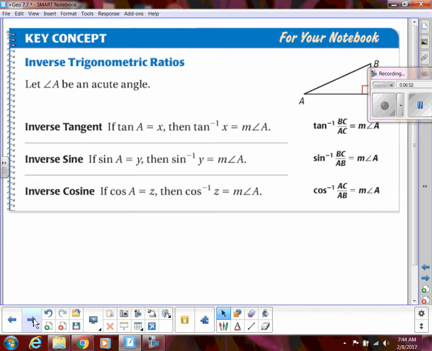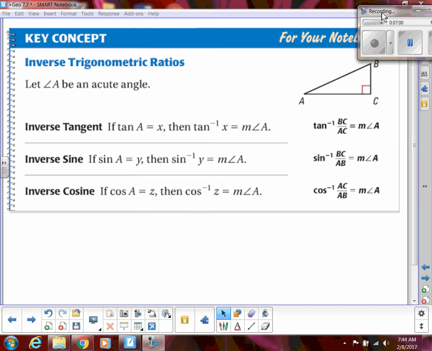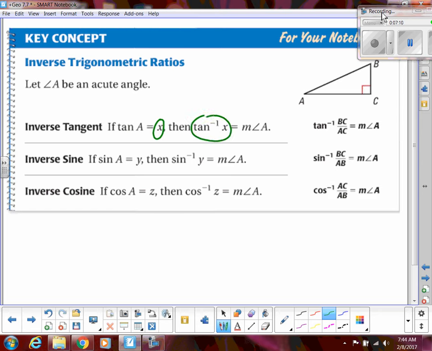So what we have is the idea of inverse trig ratios. This is just doing the opposite, right? It's undoing something. It's going backwards, just like we're trying to do in that word problem. So if I know that the tangent of A is equal to some ratio, then if I do the inverse tangent of that ratio, it gives me the measure of that angle.